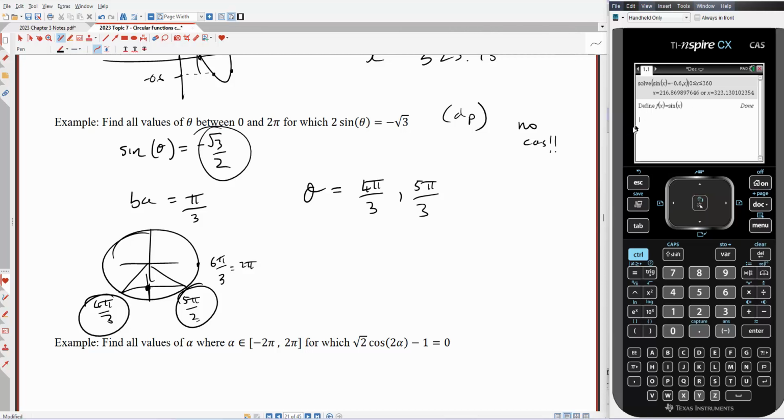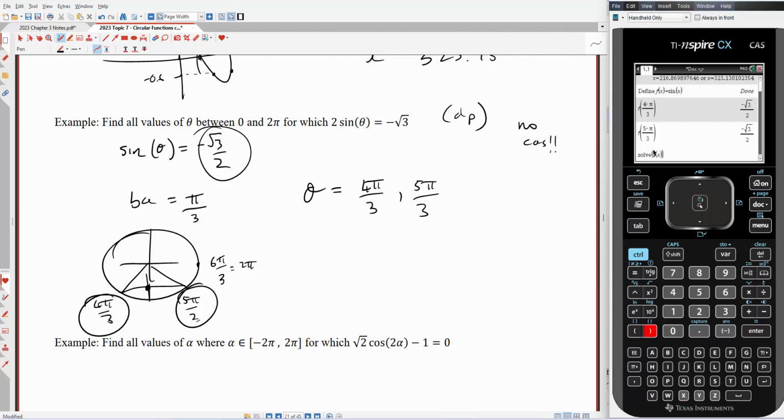Now I'm going to find f of one of my solutions. So I'm going to go 4 pi on 3, so 4 times pi on 3. Alright, so if this is correct, what the calculator should fire back is negative root 3 on 2. Let's see what happens. Hello, hello, hello. I was right. I love being right. Okay, and the next one is 5 pi on 3. This should also produce a negative root 3 on 2. And there it is.